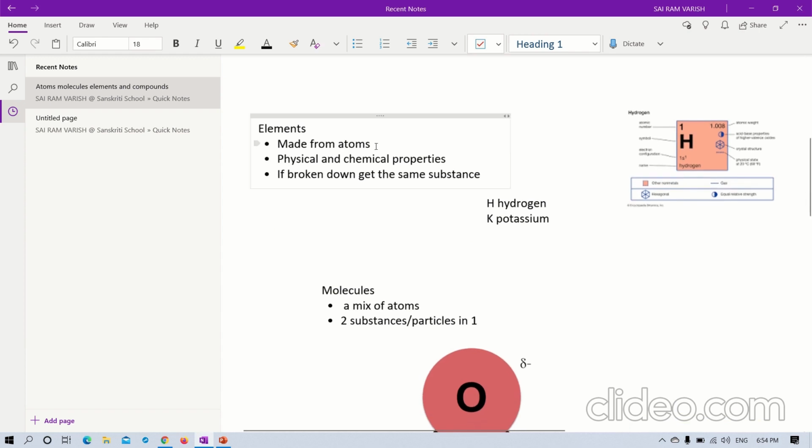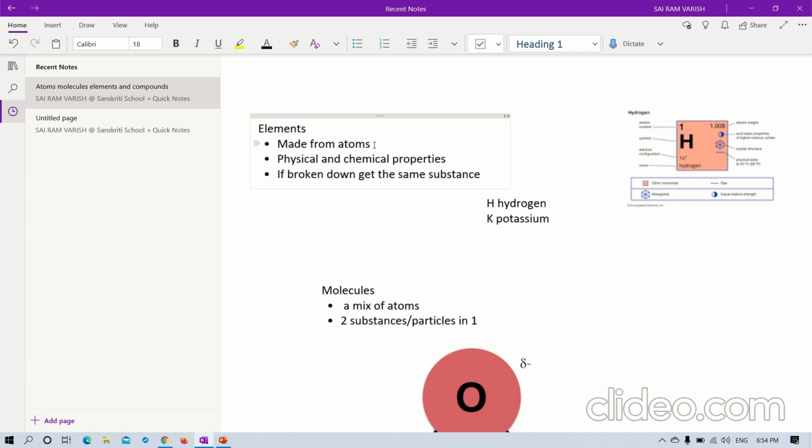Now, elements are made up from atoms. Now, as we have seen that atoms are the smallest substances present in the universe, elements are more complex substances which are made from atoms. And they have certain physical and chemical properties. Now, you might ask a question, what do these physical and chemical properties mean? Physical properties are the properties in which the elements react with the external environment, like how do they reflect light, how do they change their state, etc.